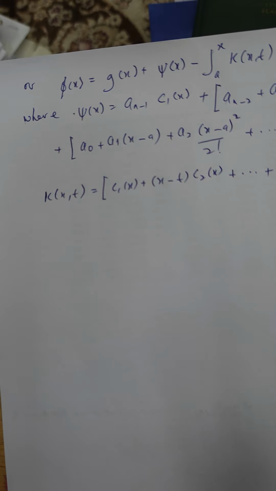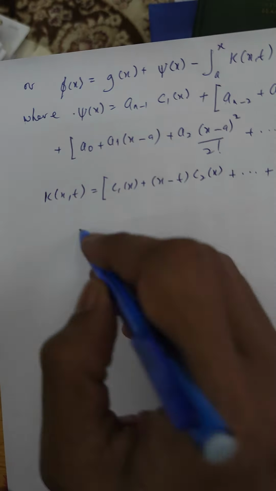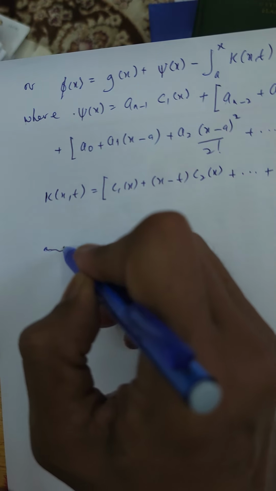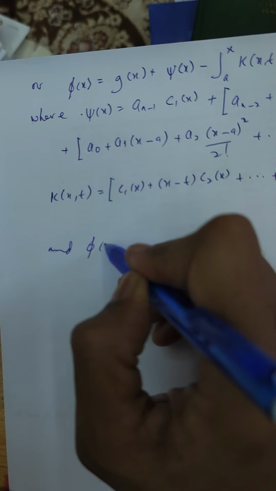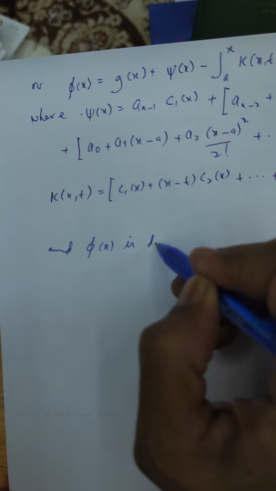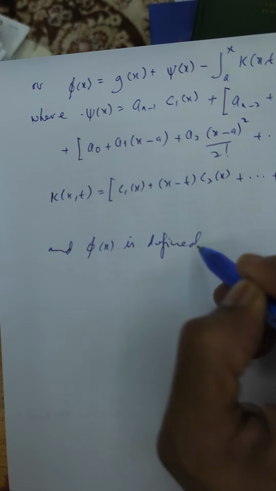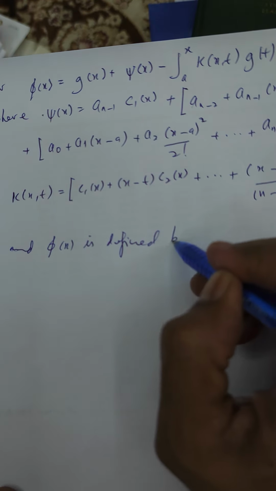And phi is given by equation 1. If you look at 1, where is my 1? Yes, phi(x) is defined by equation 1.